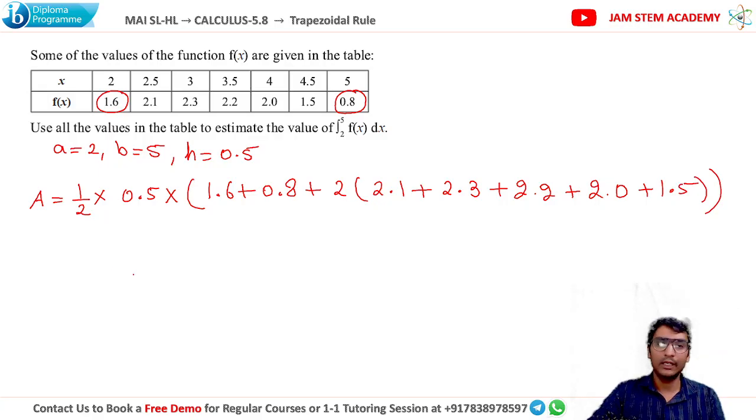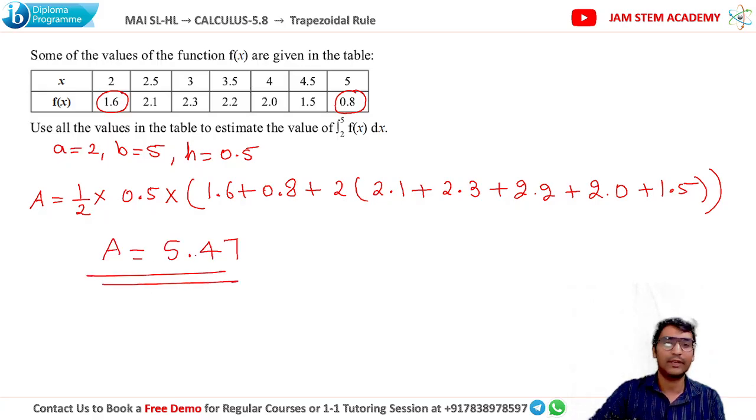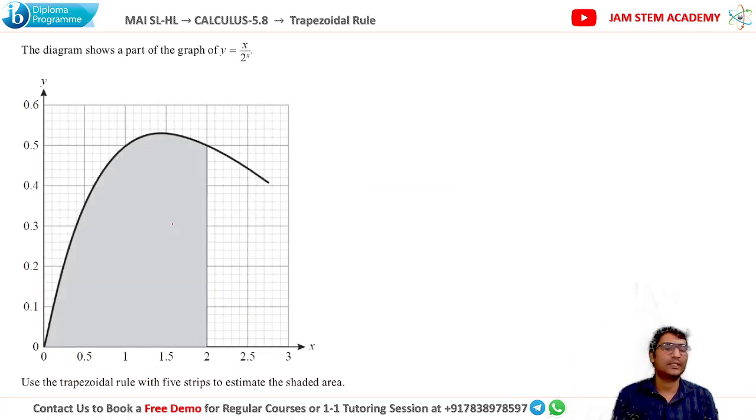Now you can easily calculate this value and you will end up getting the answer. I'm getting 5.47 for this. So that's an approximation to the area under the curve, 5.47 square units. Okay. One more question where the graph is given to us.